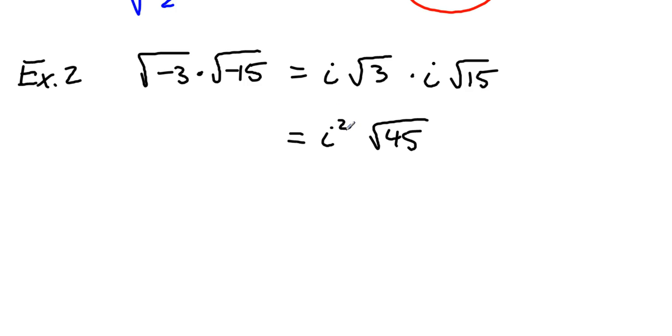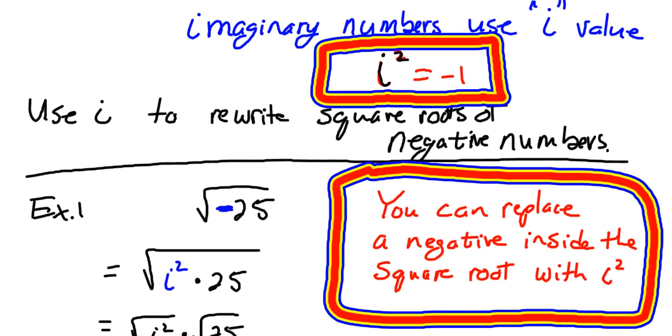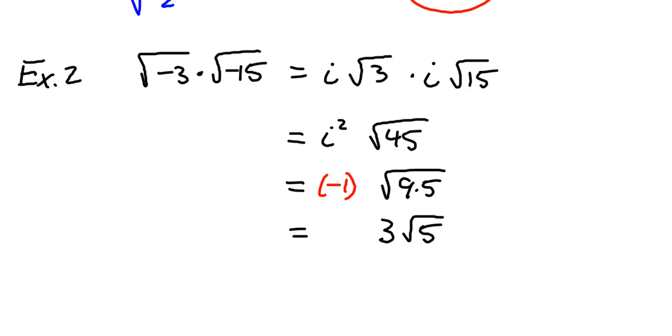And if you have an i squared, the very first thing we said back up here at the top is that you can always take an i squared and replace it with negative 1. So for this one, you're going to take out this i squared and replace that with negative 1. Now, the 45, you're going to break it down just like you normally would. 45 would be 9 times 5. The square root of 9 is 3. So you have negative 1 times 3 times the square root of 5. And negative 1 times 3 is negative 3 square root of 5.